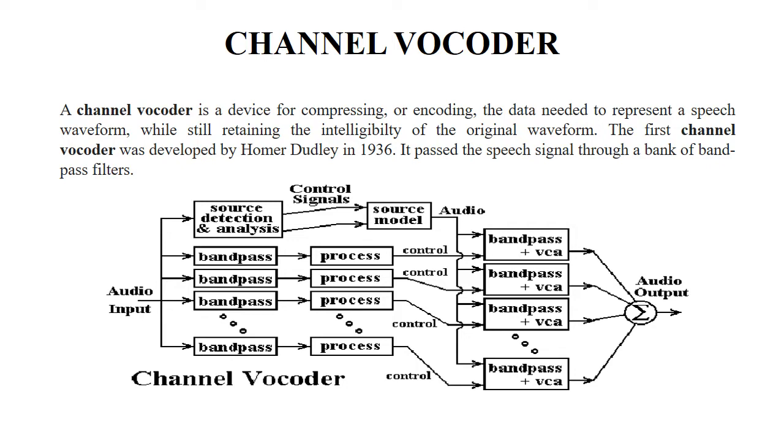the speech waveform while still retaining the intelligibility of the original waveform. The first channel vocoder was developed by Homer Dudley in 1936. It passes the speech signal through a bank of bandpass filters. First we pass the audio input signal, and it goes into the source detection and analysis, and also the bandpass filter.